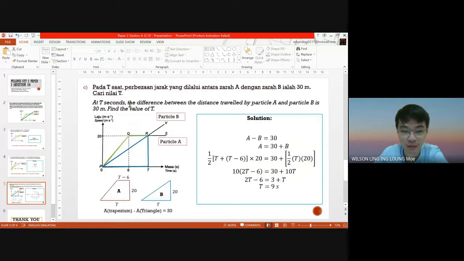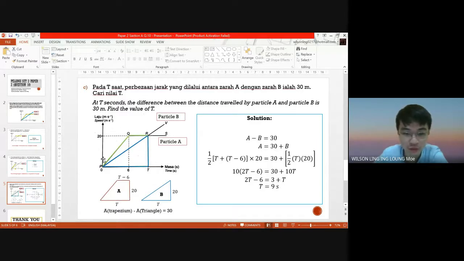Okay, for part C, at t seconds, the difference between the distance traveled by particle A and particle B is equal to 30 meters. Find the value of t. We want to find t. The distance traveled in the graph means the area under the graph. This green color is for particle A. Until it travels to t seconds, we can see a trapezium here, and for particle B, we can see a triangle.